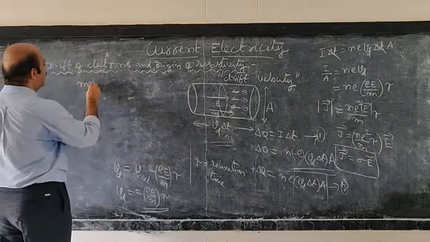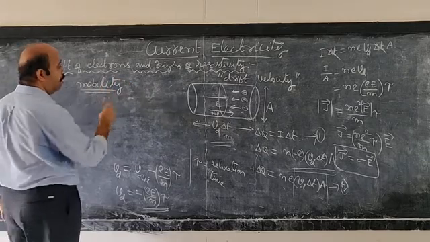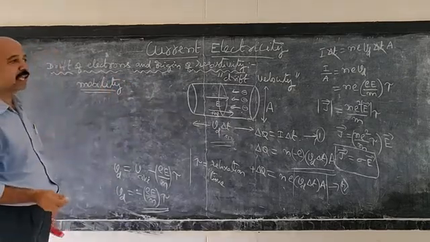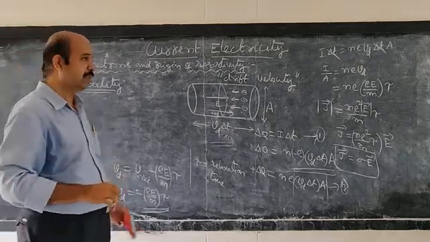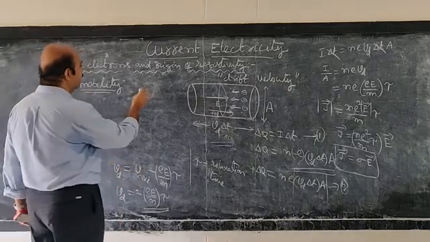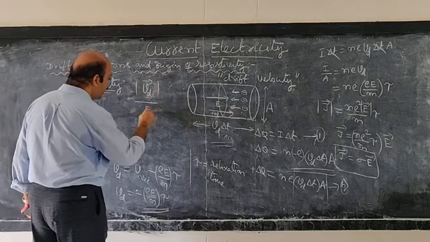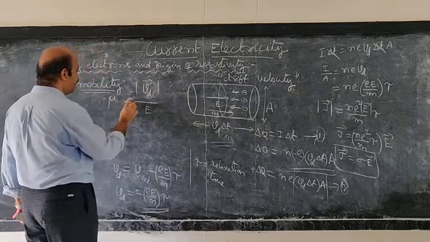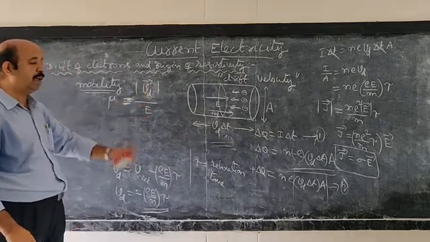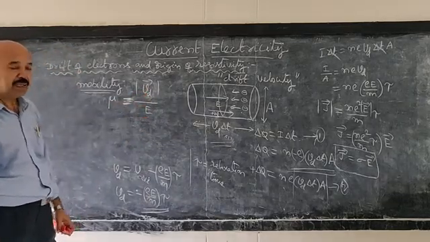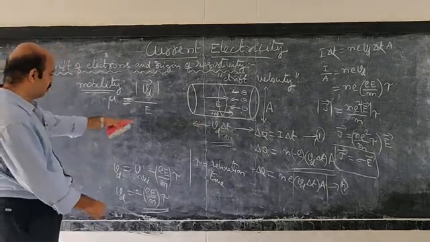Mobility. See, mobility means the freedom with which the charge carriers can move. So in solid conductors, electrons are the charge carriers. The mobility is defined as the drift velocity per unit electric field strength. So this is called mobility. Drift velocity of electrons per electric field strength is called mobility. We have shown that already.